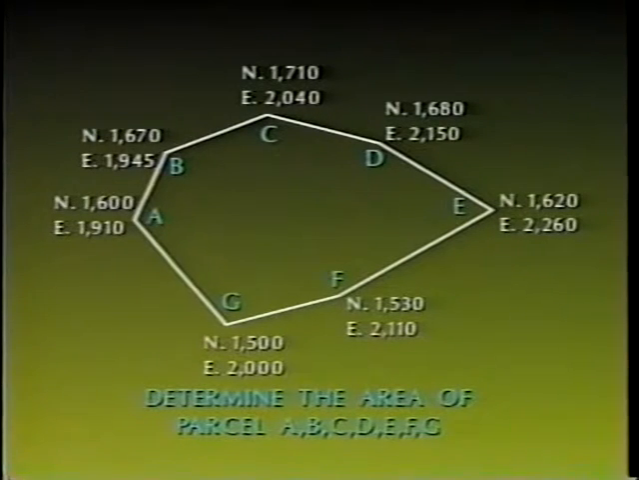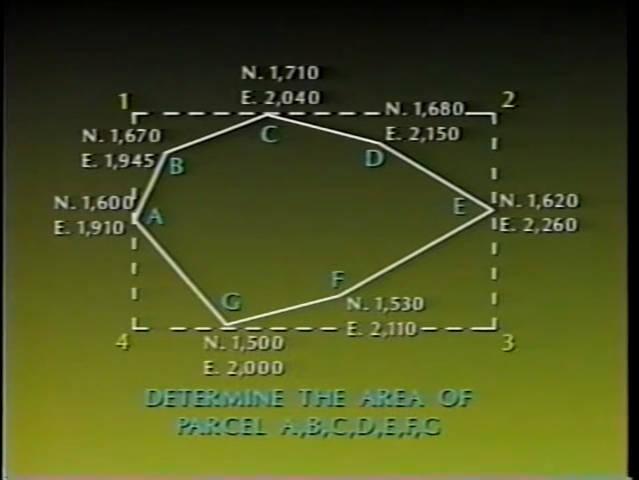Determining area by use of coordinates. Here we have a parcel with coordinates at each corner. Using the coordinates, we will determine the length of the sides of various geometric figures around the perimeter of the parcel, and by the methods used in the very first example, arrive at the area of the parcel.